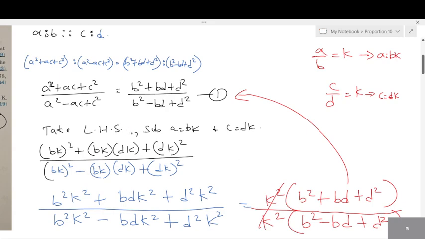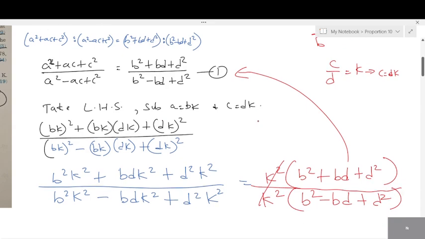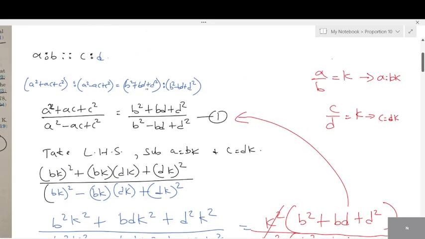Write this statement. Take LHS, substitute, then write left hand side is equal to right hand side. Once you complete this, LHS equals RHS. 3 marks question. We assume the K value only for this type of question where they'll give you a proportion and the equations.